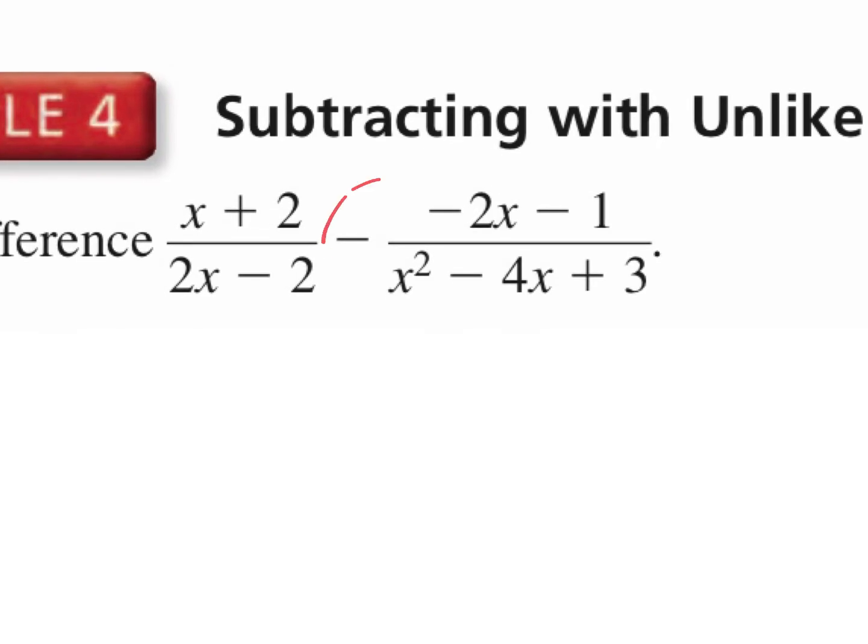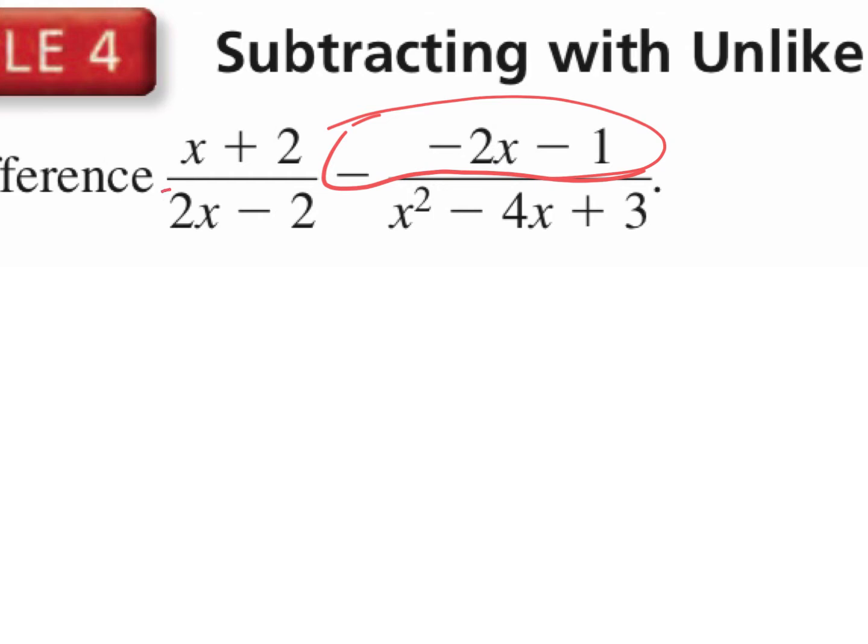All right, so we left off on example 4, subtracting with unlike denominators. It's the same thing with adding. We just have to be careful because this minus sign applies to everything behind it. So we just may have to distribute if we have more than 2 terms behind the minus. But we'll get to that. First thing we want to do is find our least common denominator.